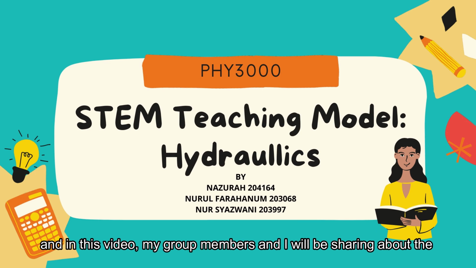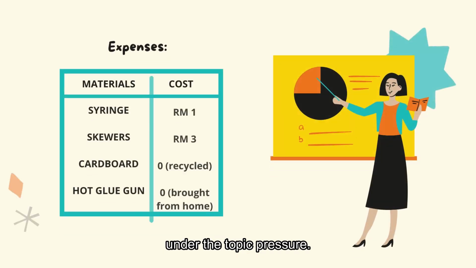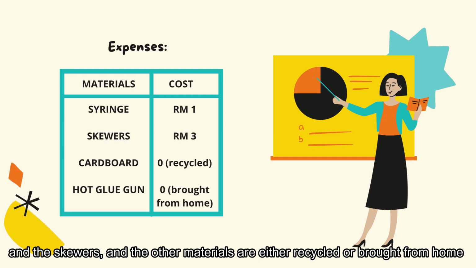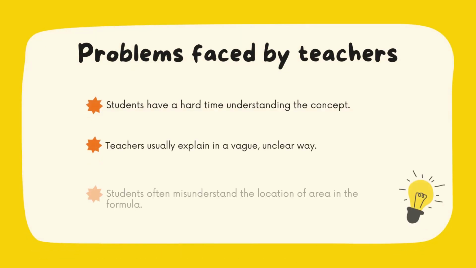Members and I will be sharing about the making of our hydraulic model based on the application of Pascal's principle under the topic pressure. So here are the expenses of our material. We only purchased the syringe and the skewers, and the other materials are either recycled or perhaps brought from home. And we did not spend that much money for the model.